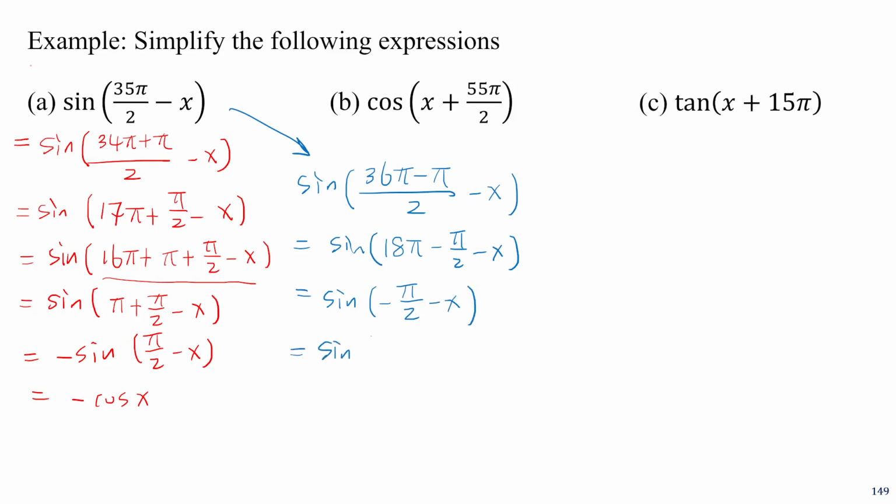Then we have sine negative half pi plus x. So sine of a negative angle equals negative sine of that angle, right? And that's negative sine half pi plus x. And according to what we have learned so far, sine half pi plus x equals positive cosine x, right? So that's negative cosine x. So you could use either way. Okay, how about the next one?